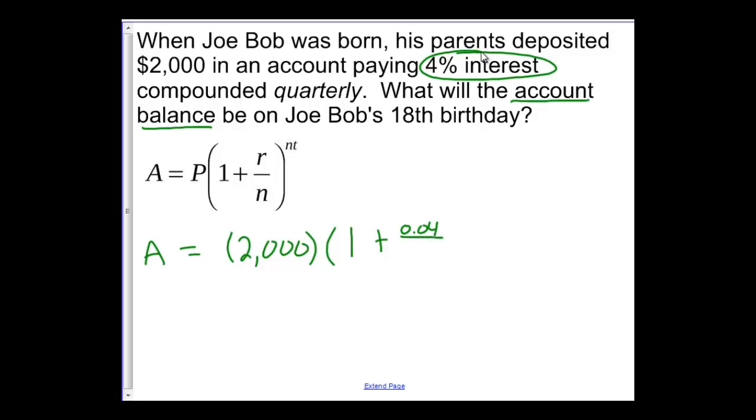The N number might be a little difficult for you to find if you don't understand what quarterly means, but just like there are 4 quarters in a basketball game, 4 quarters in a dollar, there are 4 quarters in a year. If you take the 12 months of the year and divide by 4, you'd have 3 months. So every 3 months, 4 times throughout the year, they're going to compound this interest. So our N in this case is going to be 4. It's done quarterly. And then we still have our exponent. N stays the same. N is 4. And T is the number of years, which in this case, if we want to know what it's going to be on his 18th birthday, T is going to be 18.